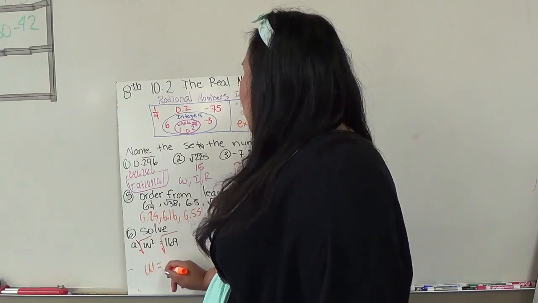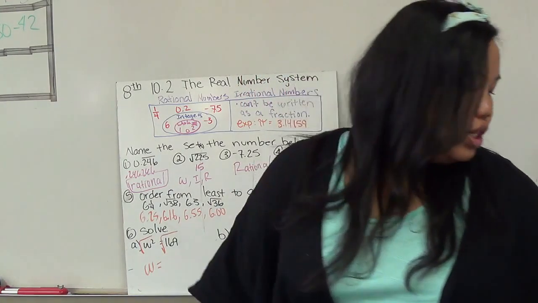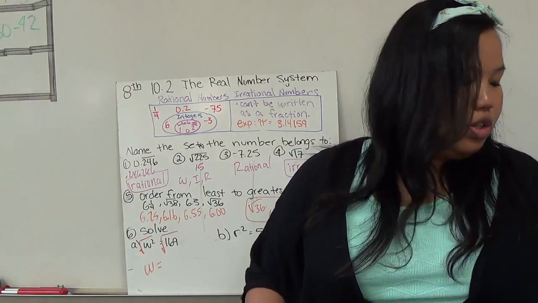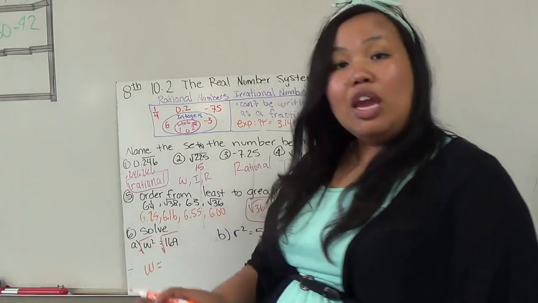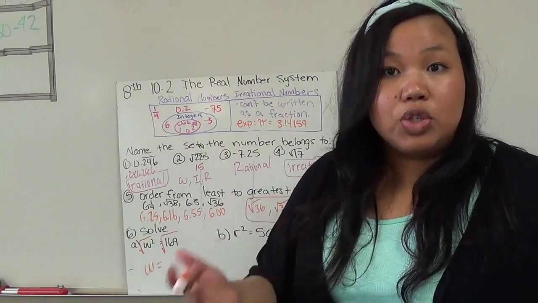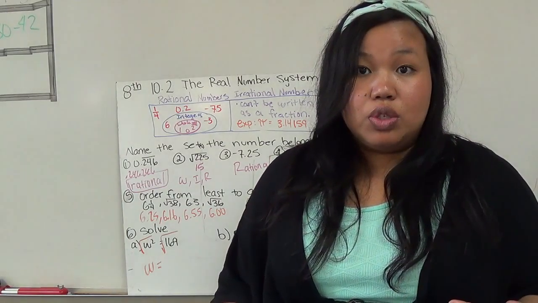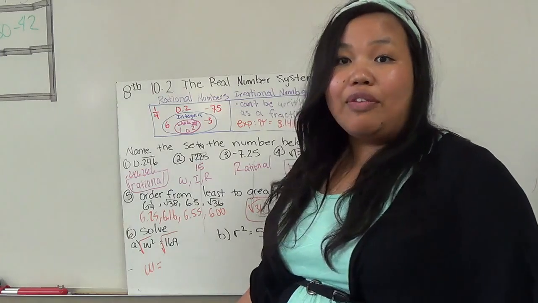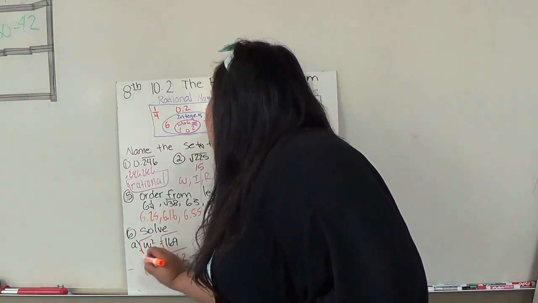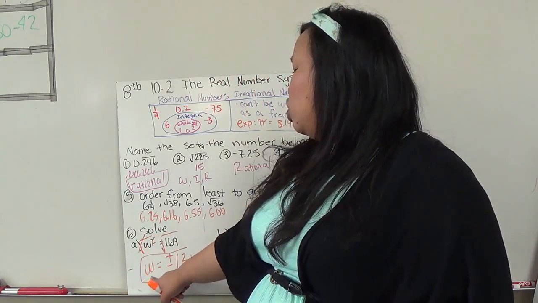So w squared. And because I'm solving, I need to make sure to cover all my basics. The square root of 169 is 13. Now, I have to be careful because I have to consider everything. So 13 times 13 is 169, but also negative 13 times negative 13 equals 169. Since I'm solving, I have to make sure to include both. So my answer will be plus or negative 13, right? So this square root, one more time, cancels out this 2, leaving me with just w.